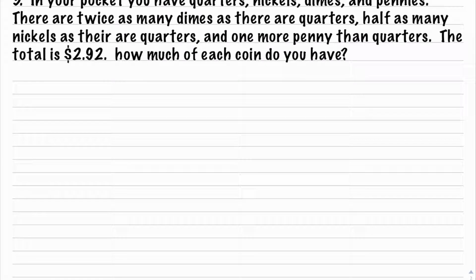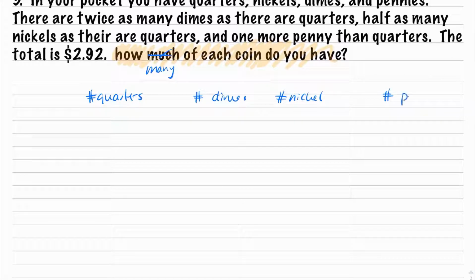So the first thing we always need to do is define our variable. The question at the end will always help us define our variable. We need to figure out how many, is probably more appropriate. How many of each coin do we have? And that can help us figure out how much. So we need to figure out the number of quarters, the number of dimes, the number of nickels, and the number of pennies. And again, once we know how many, we can figure out how much.